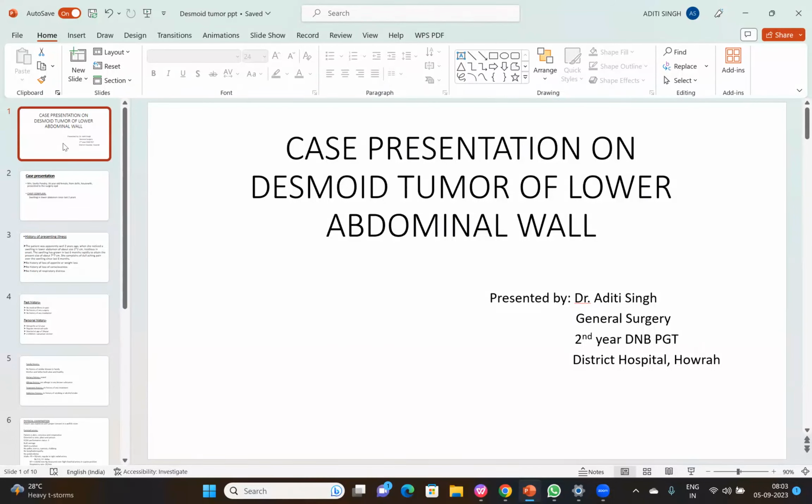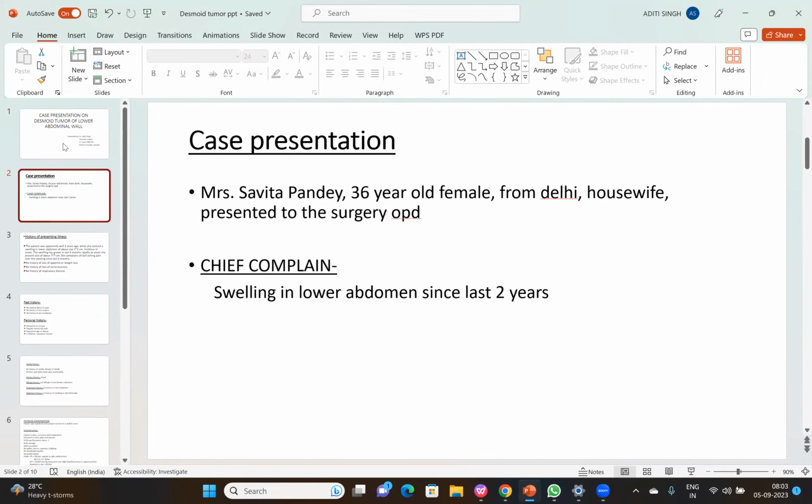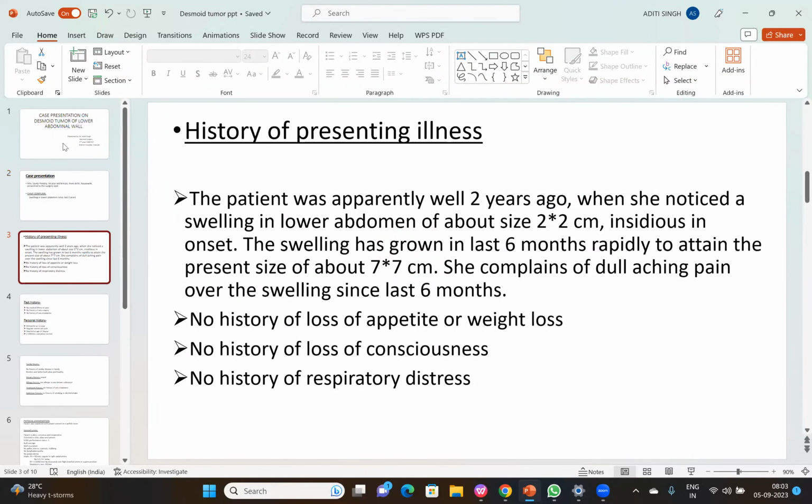Good morning, sir. My case presentation is on desmoid tumor of lower abdominal wall. Mrs. Savita Pandey, 36-year-old female from Delhi, housewife, presented to the surgery OPD. Chief complaint is swelling in the lower abdomen since last 2 years. History of presenting illness: the patient was apparently well 2 years ago when she noticed a swelling in the lower abdomen of about 2 into 2 centimeter size. Insidious in onset, the swelling has grown in last 6 months rapidly to attain the present size of about 7 into 7 centimeters. She complains of a dull aching pain over the swelling on and off since last 6 months.